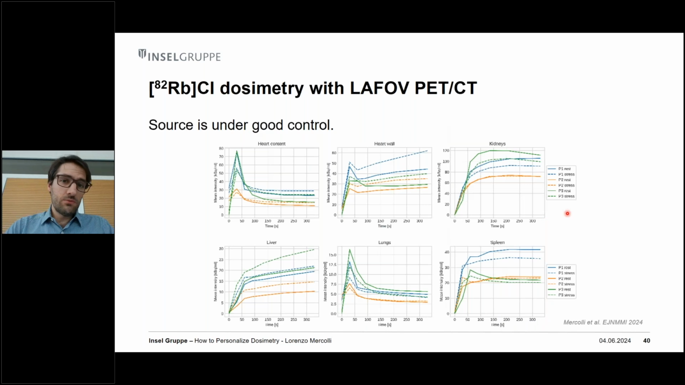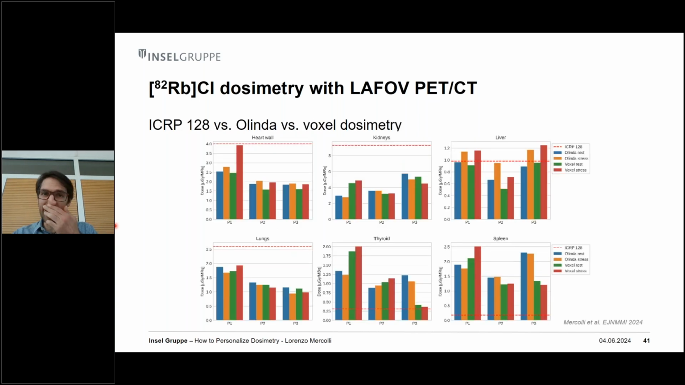The source, well, yes, we have rather good control of the source because the patient doesn't move. So it's one scan. We can separate the one single scan into different time points. And as you can see here, in this example for some organs, we have quite a good control over the dose distribution.